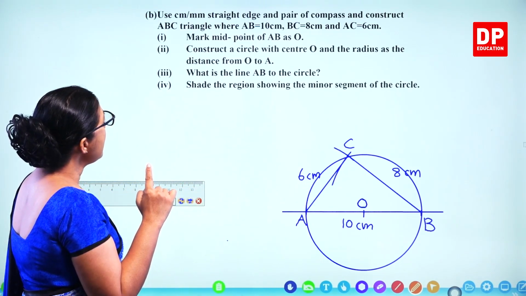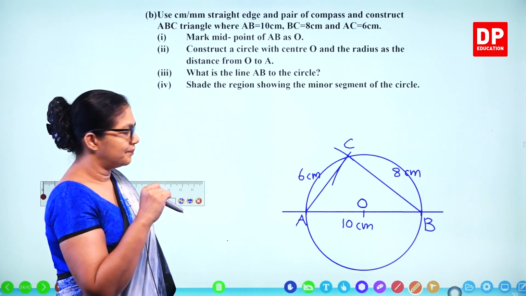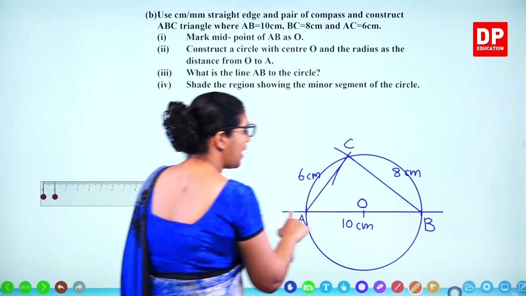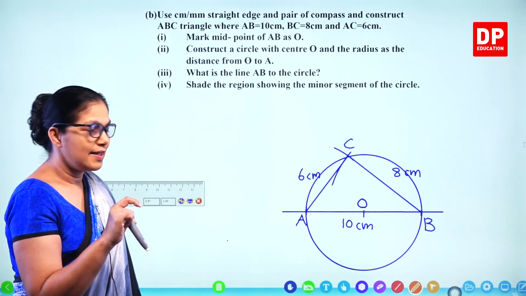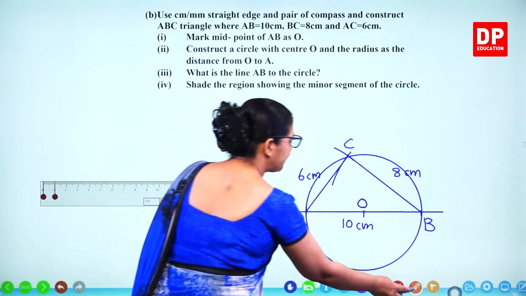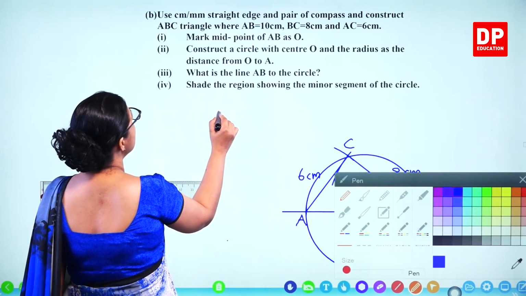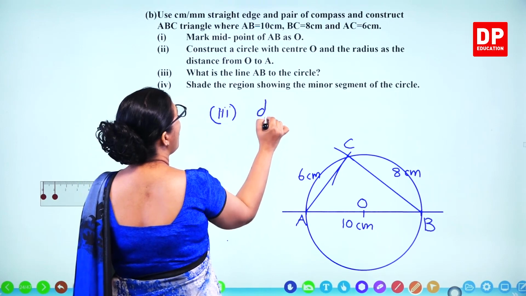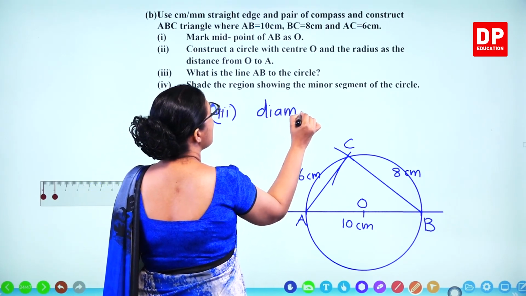What is the line AB to the circle? This is the center. So what is the line that passes through the center? That's the diameter. So diameter is the answer for part 3, diameter.